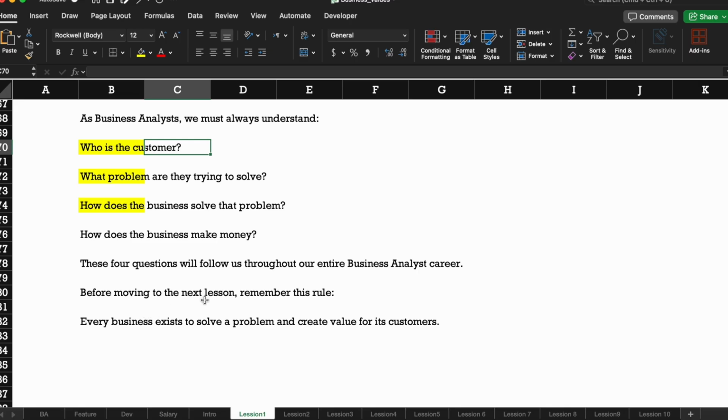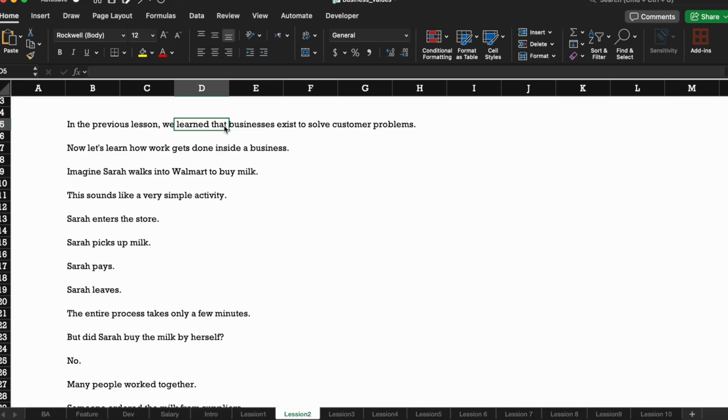Before moving to the next lesson, remember this rule: every business exists to solve a business problem and create value for the customers. So that's the end of Lesson 1. I'll see you in Lesson 2. Thank you. We learned that businesses exist to solve customer problems. Now let's learn how work gets done inside a business.